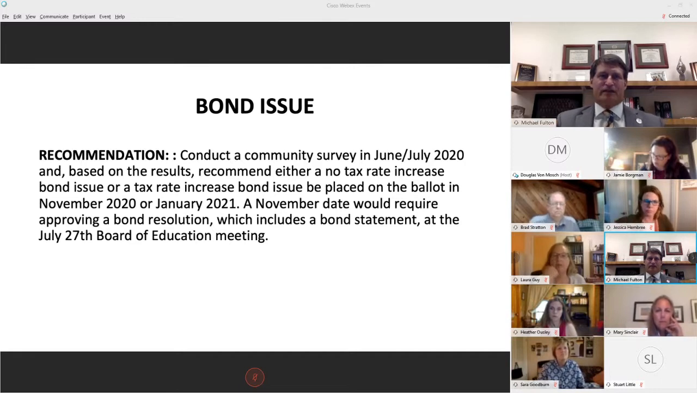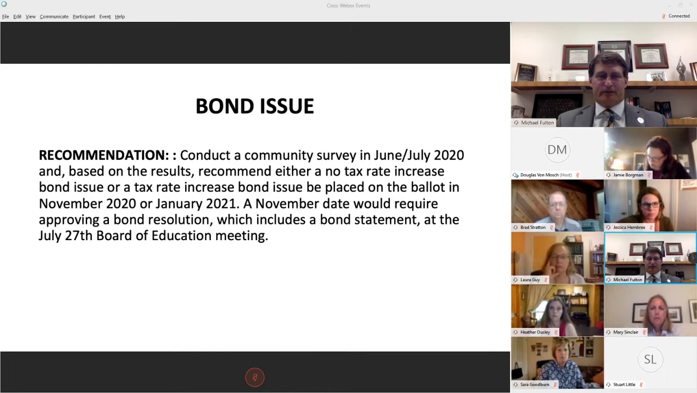And that is that we conduct a community survey in June, July 2020. We're prepared to do that. And then based on the results, I will recommend to you as a board either a no tax rate increase bond issue or a tax rate increase bond issue be placed on the ballot in either November of this year or in January of 21.